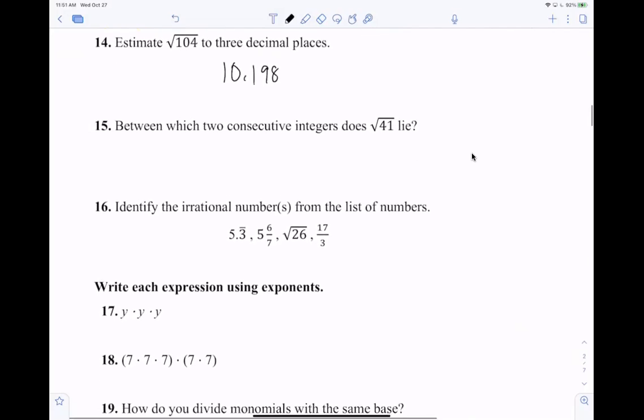Okay. Now, this one's a good one. Between what 2 consecutive integers is the square root of 41? What is it between? It has to be a decimal. No, but I know integers, remember, 0, 1, 2, 3, 4, 5, 6, 7, 8, 9. Which 2 numbers is it between? Without using a calculator. You should be able to do this without using a calculator. What are you thinking?